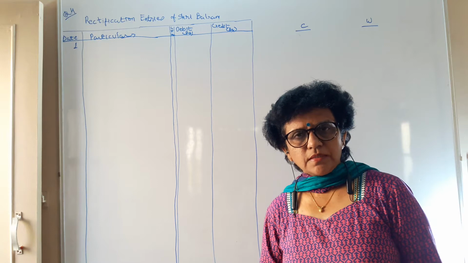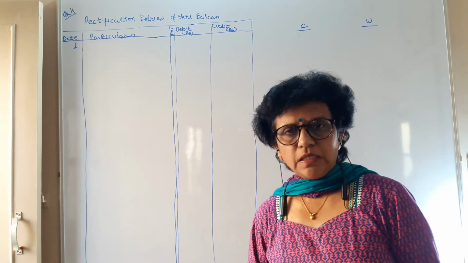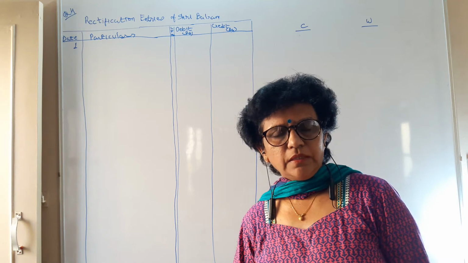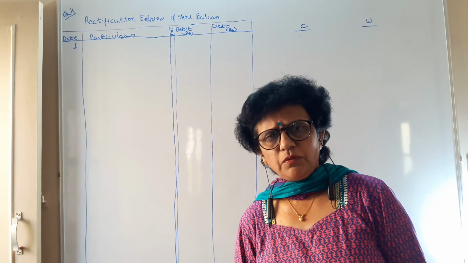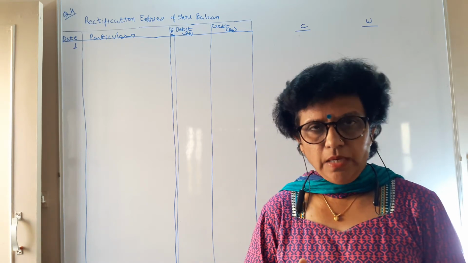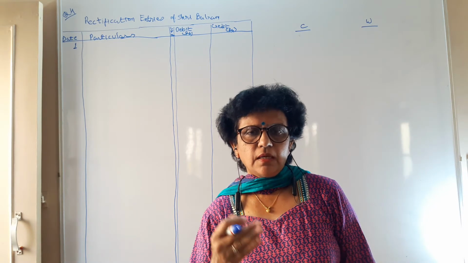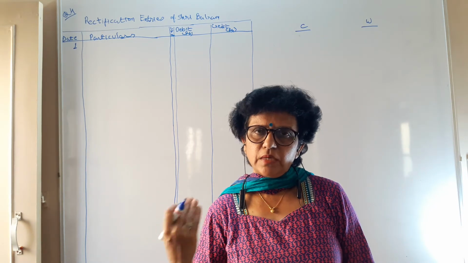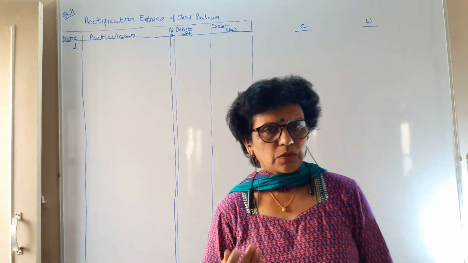Good morning, friends. Let us now do the example of rectification of errors. We have learned that to rectify an error, the main principle you have to follow is: undo what is done wrong, do what is required. And the second thing, when you have some error of omission, either full or partial, you have to write the same type of journal entry which we normally used to write.